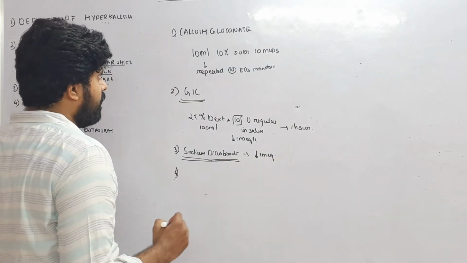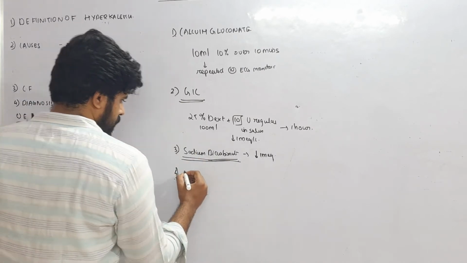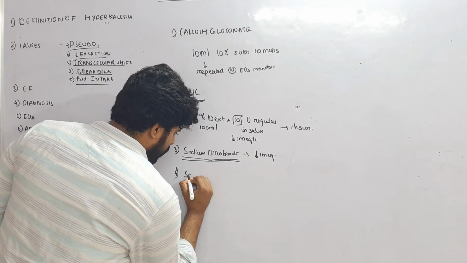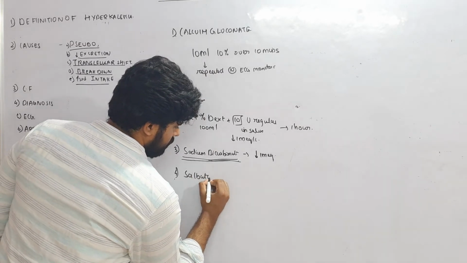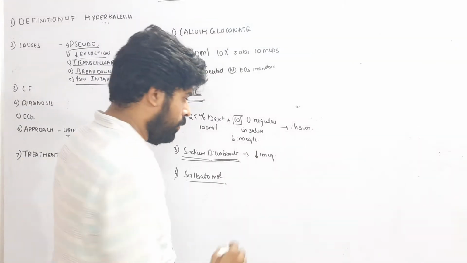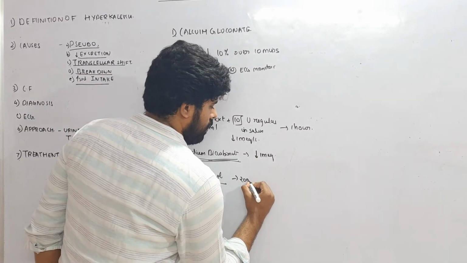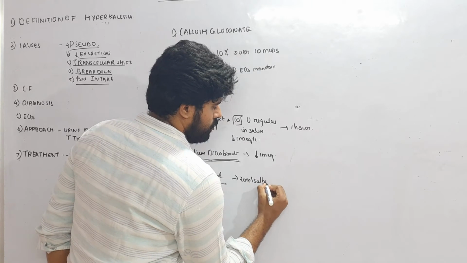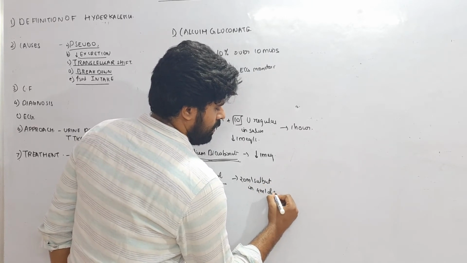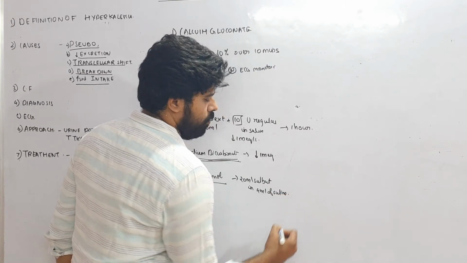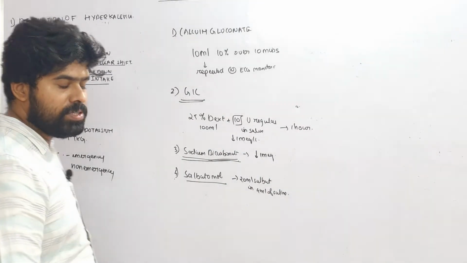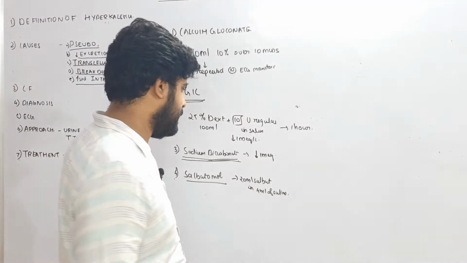Then the other one will be salbutamol nebulization. Not the usual dose of salbutamol. 20 mg of salbutamol, which is quite a high dose, in 4 ml of saline, can be given by nebulization over 10 minutes. This salbutamol nebulization also reduces the potassium level by 1 milliequivalent per liter.